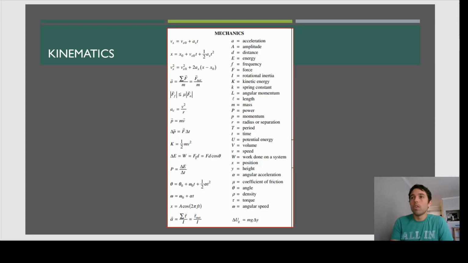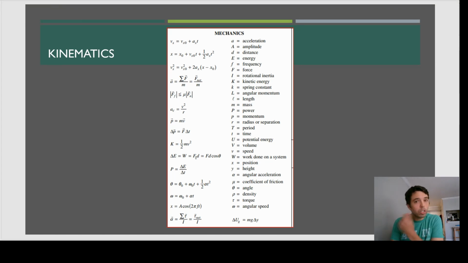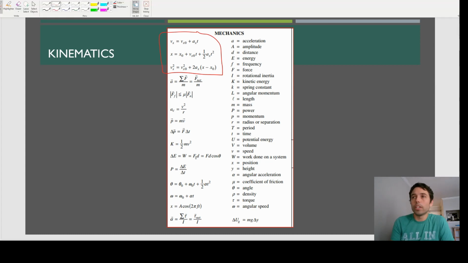This is your formula sheet that you're going to get on all the quizzes and tests in class and on the AP exam. And so I want to focus on the first 3 equations right here. These 3 guys right there. Now these equations are important. Okay, they're called the kinematics equations. I want to talk about them just for a second here.